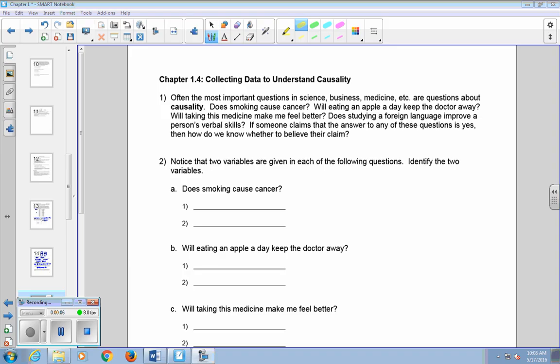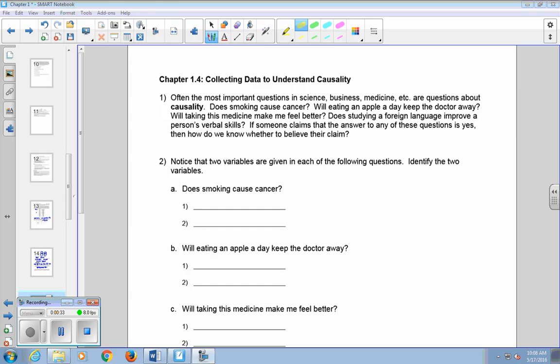So this is section 1.4, collecting data to understand causality. Often the most important questions in science, business, and medicine are questions about causality. In other words, does smoking cause cancer? Will eating an apple a day keep the doctor away? Will taking medicine make me feel better?